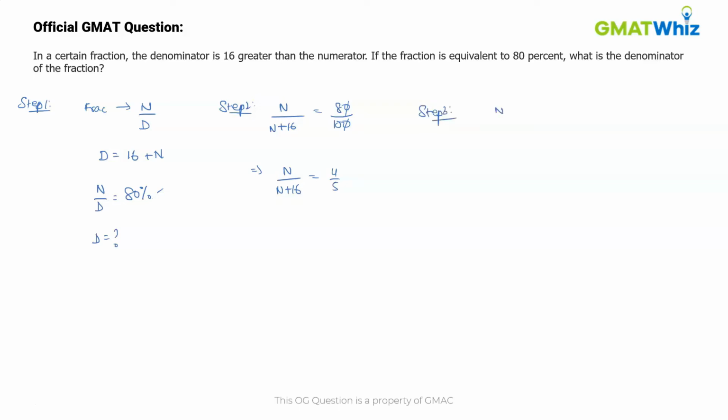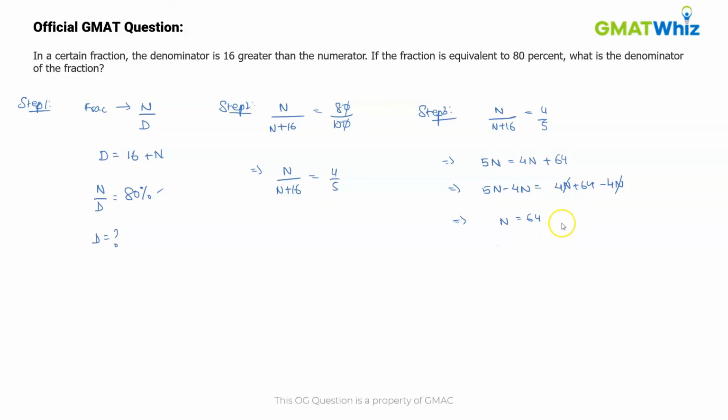Now we have n by n plus 16 is equal to 4 by 5. Cross multiplying the numbers, we get 5n is equal to 4n plus 16 times 4, which is 64. Subtracting 4n from both sides, we have 5n minus 4n is equal to 4n plus 64 minus 4n. Now 4n gets cancelled and on the right hand side we get n is equal to 64.